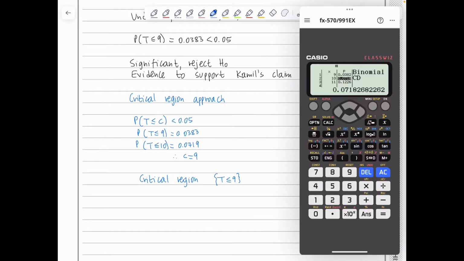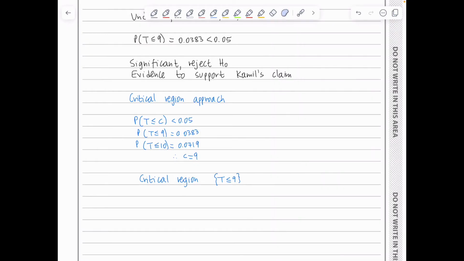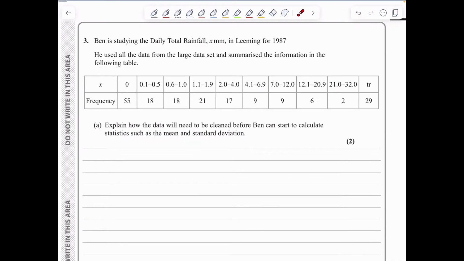It's the set of values. And since 9, what we have seen, is in the critical region, we reject H0, and therefore there is evidence to support Camille's claim. In question 3, we're studying the daily total rainfall x millimeters in Liming for 1987.